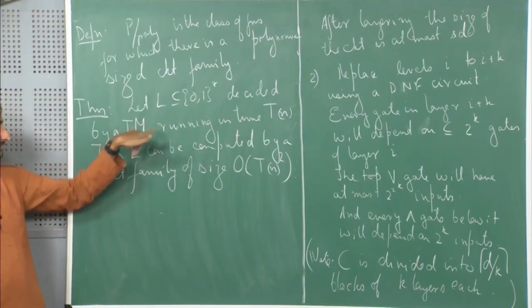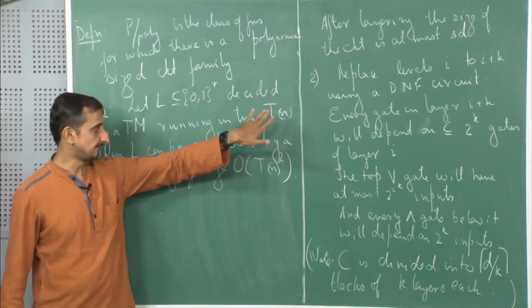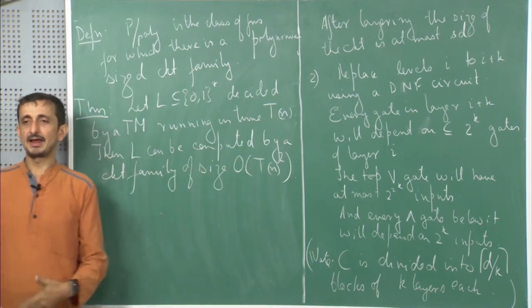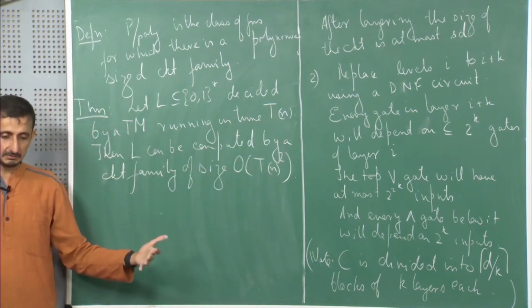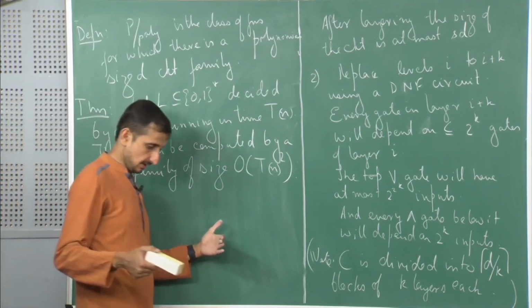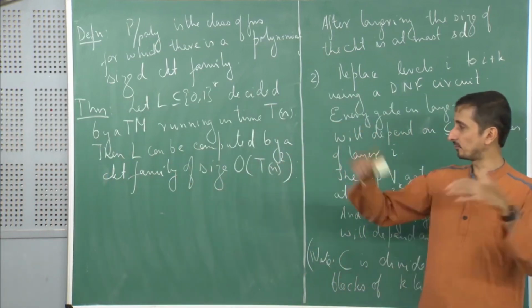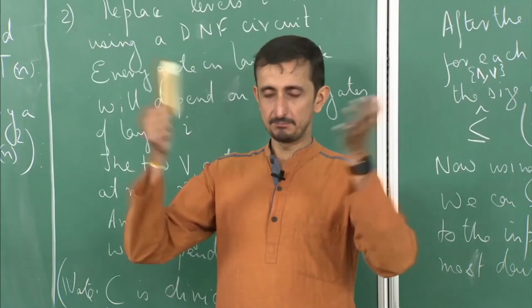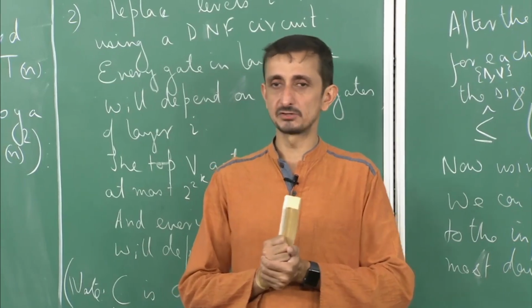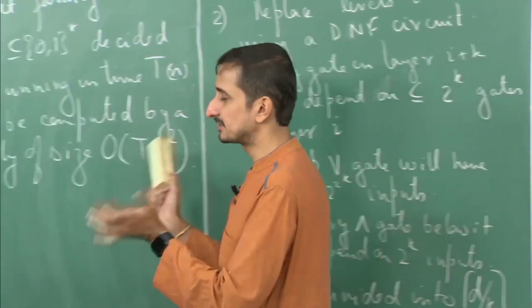So, L is decided by a Turing machine which has deterministic running time T of n, and I will look at the different configurations of this Turing machine for different levels, and I will try to build a circuit by looking at this matrix of configurations. So, essentially that is the idea.